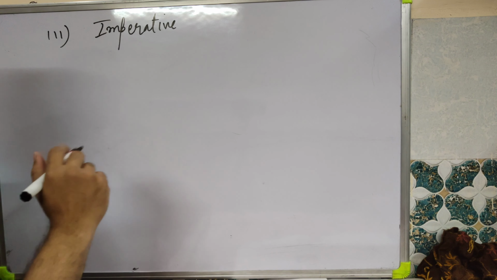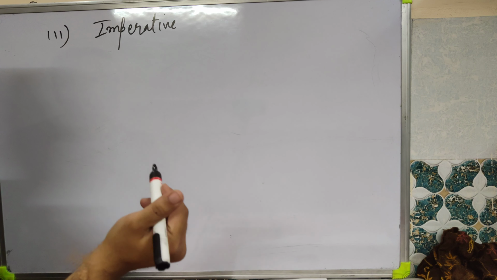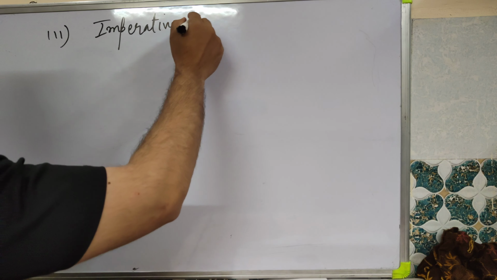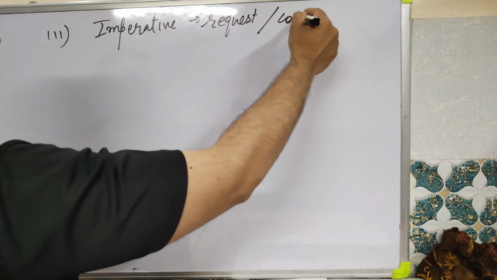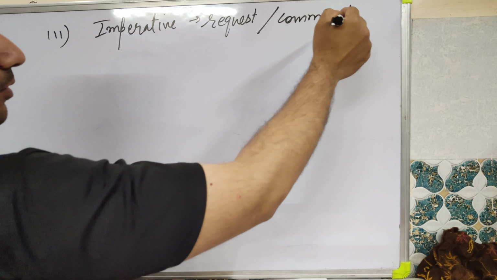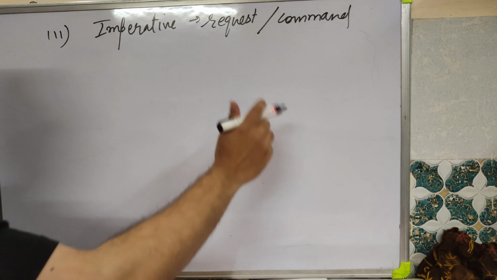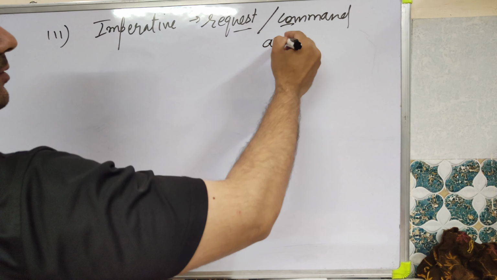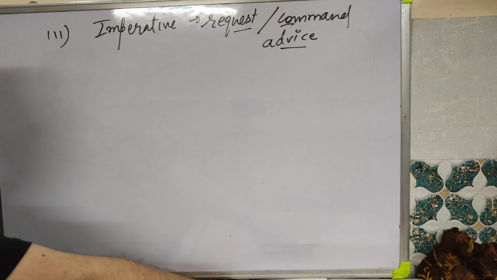Imperative sentences. Now imperative sentences are those which actually make a request, like a request, they give a command. Okay, request and command, or even advice as well. So these kinds of sentences are known as imperative sentences.